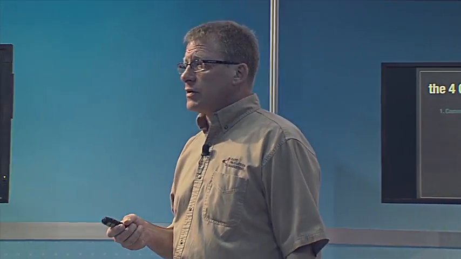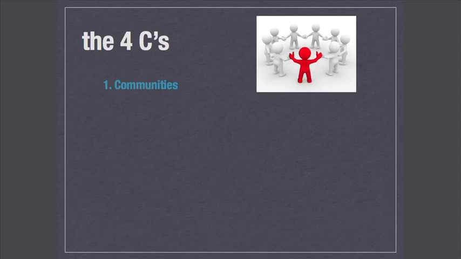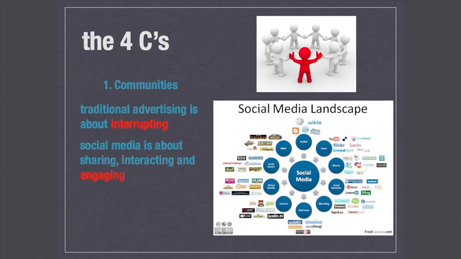We talked about 4 C's, so this is the place where you might want to take some notes. The first C is communities. Traditional advertising, and we look at social media as marketing, traditional advertising is about interrupting. I'm going to interrupt somebody with information. Social media is about sharing, interacting, and engaging. Remember, it's the two-way street, the Web 2.0 stuff.